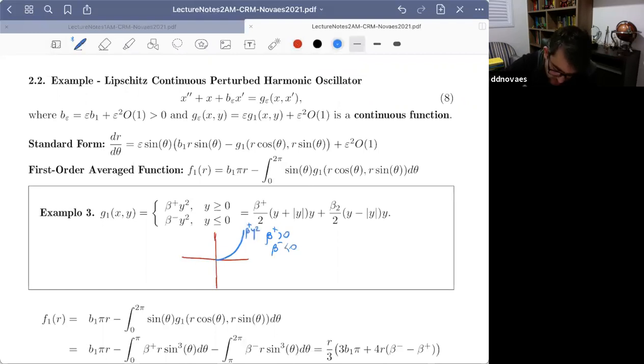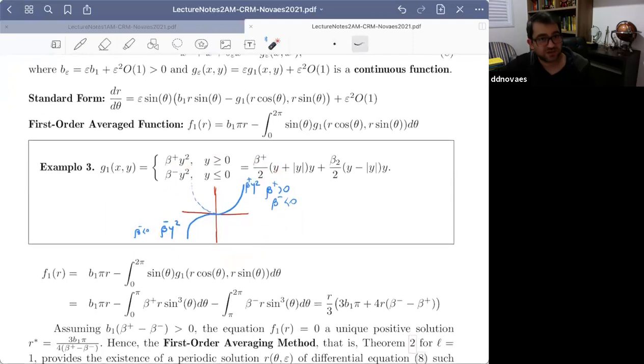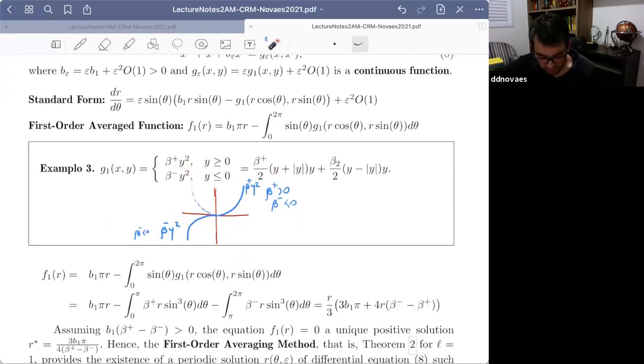Beta plus y squared on one branch, and on the other branch beta minus y squared. It's beta minus negative, and if beta minus is positive, it's something like that. So in this situation, it looks like a cubic. And we see that, just like in the cubic perturbation, after a first order analysis, in this case we obtain information about the existence of periodic solutions.